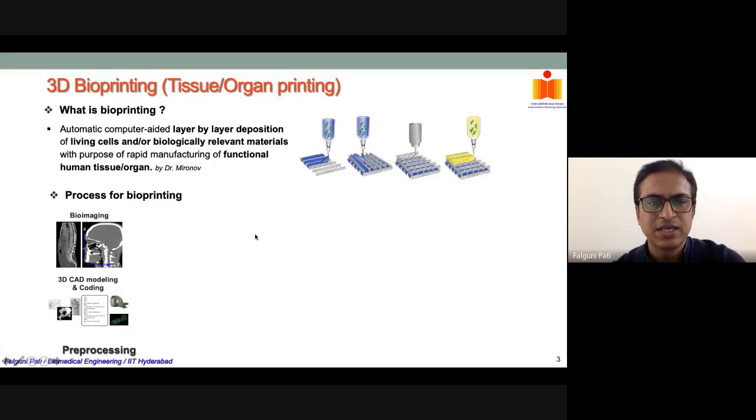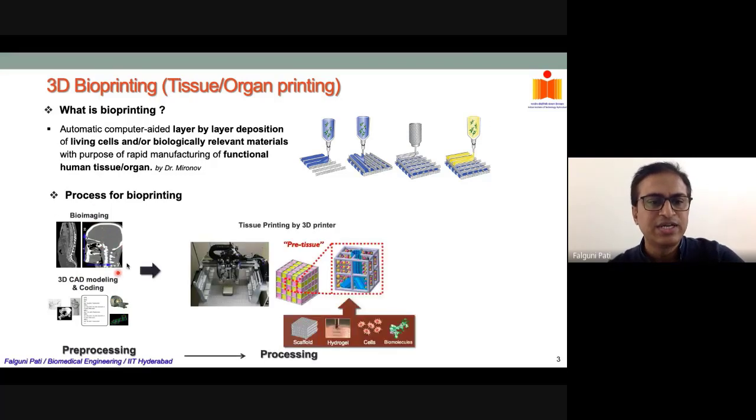Suppose in this case CT data is being used. The 3D image is available in the form of DICOM, which we can convert into STL format, so that our printer can understand it and it can be used as a CAD model for printing the 3D structures. Once the CAD modeling from the CT or MRI data is done, it is loaded to the 3D printer, and using the printer commands we can print the structure.